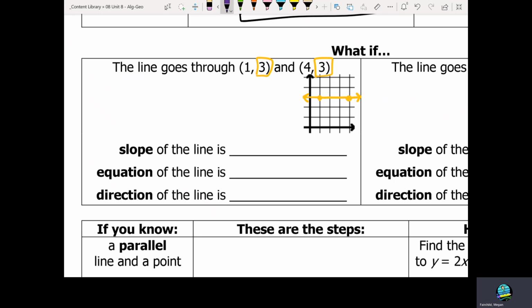All right, so we have here a slope of what? What's the slope of this line?